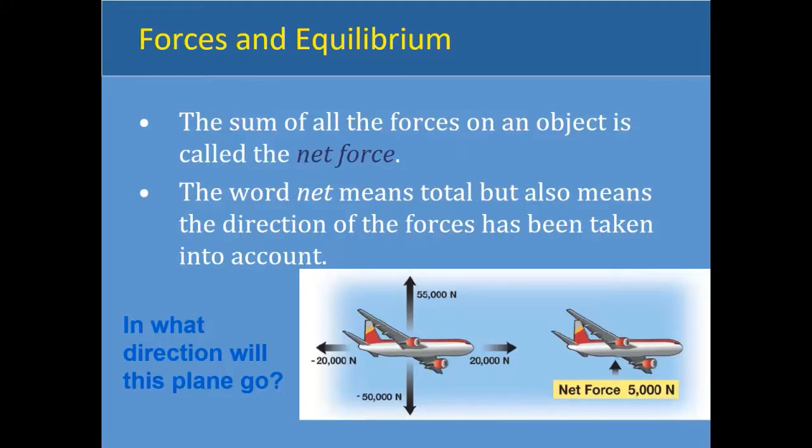If you take a look at the thrust, which is the forward motion, 20,000 newtons, and the drag, which is a form of air resistance that we talked about, negative 20,000 newtons, they cancel each other out. So this plane is traveling at a constant speed. It is not accelerating in the horizontal direction, but it is accelerating overall because the plane is going upward.